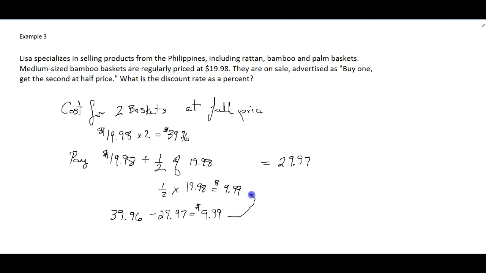Oh, right, we're getting half the price of the basket off. So if we thought of it that way, we could have just said, oh, well, half the price of the basket, that's what we're getting off.